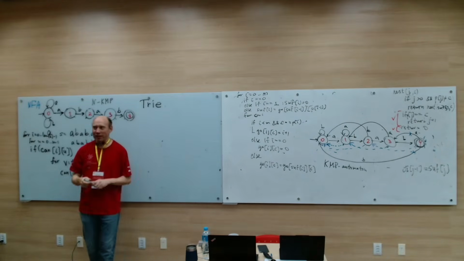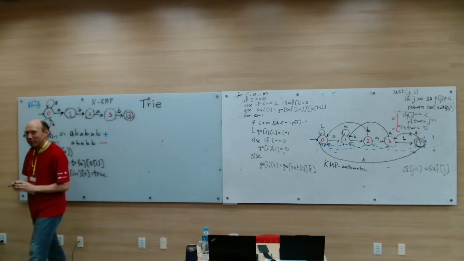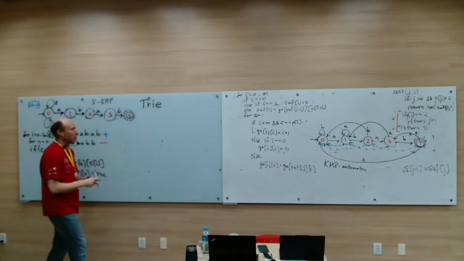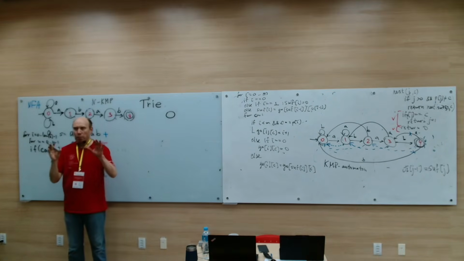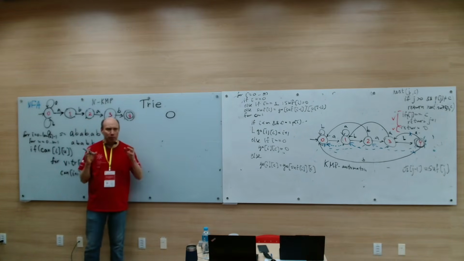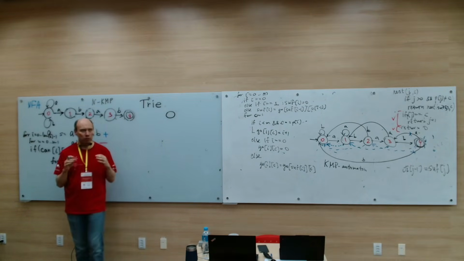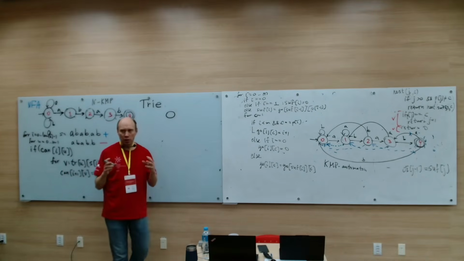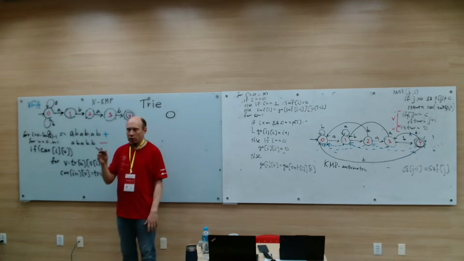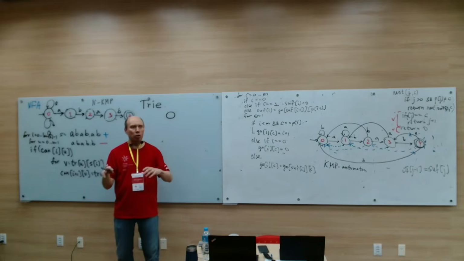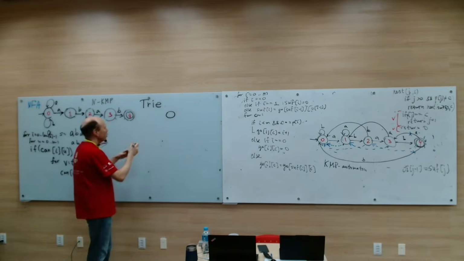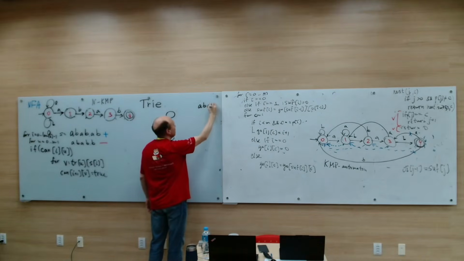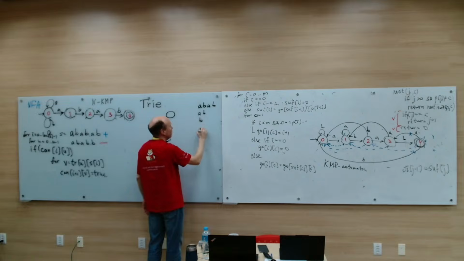So the trie is a tree that contains a set of strings. How does it work? We have the root vertex, and like in the automaton, suppose that you want to make a deterministic finite automaton for a given finite set of strings. What could you do? You could just greedily, without any optimization, add all of these strings one by one like this. So for example, A, B, A, B, A, B, B, B, A, B, A, B.